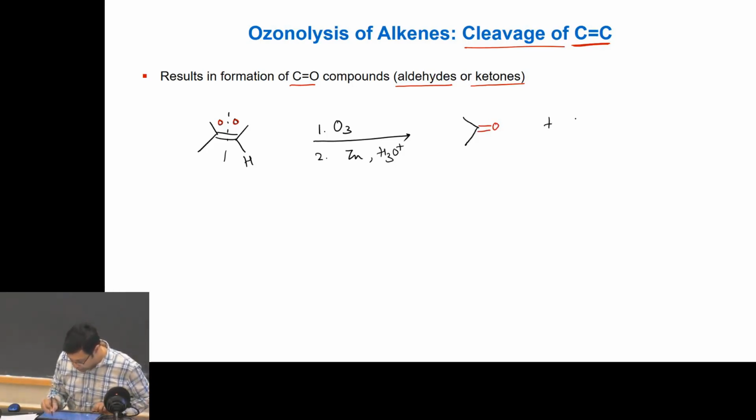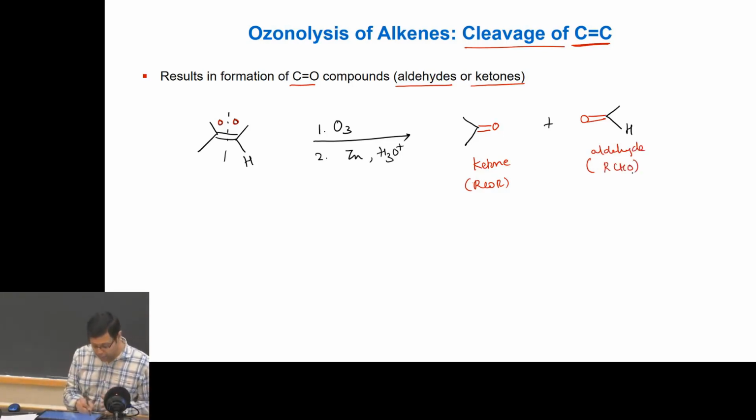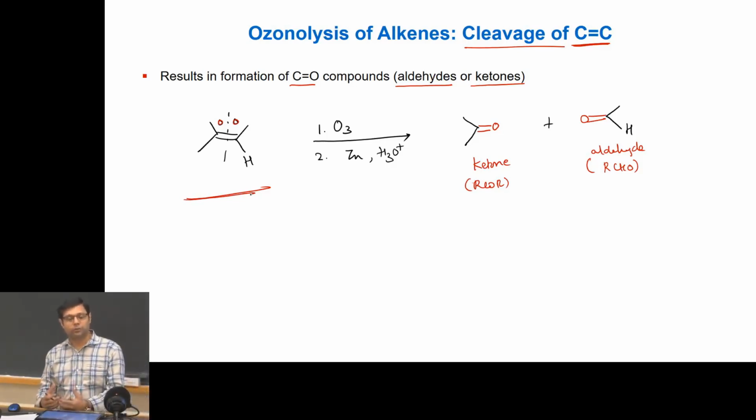The other product would be this. So as you can see, I've broken up that pi bond and added oxygen. I've given each of the double bonded carbons an oxygen. All right. So this is a ketone, RCOR. This is an aldehyde, RCHO. So depending on the alkene you're beginning with in ozonolysis, you can get aldehydes or ketones.